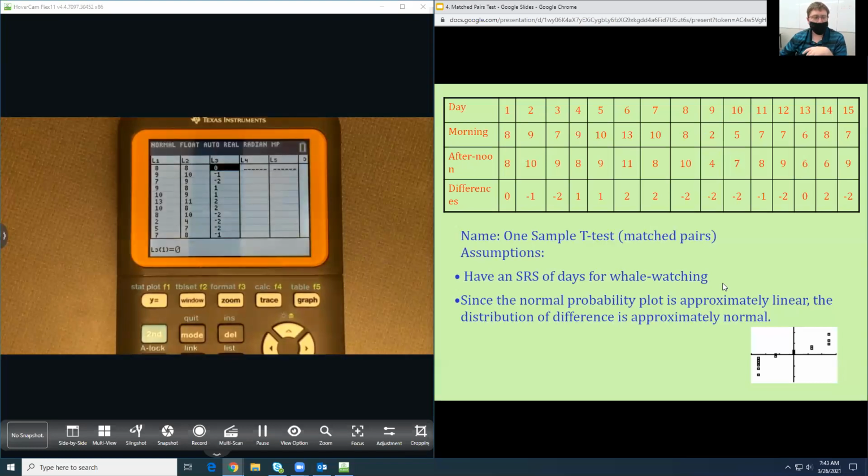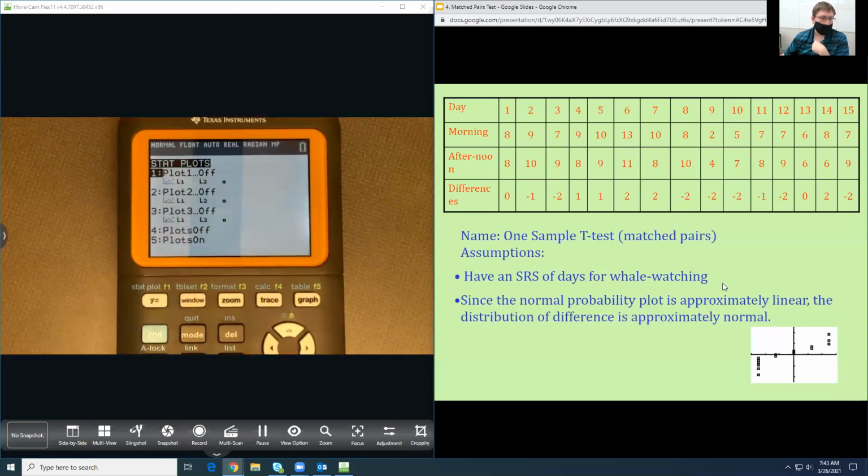So in your calculator, you're going to want to hit the second button and the y equals button to bring up our stat plots. You might remember this from a little bit earlier in the semester. Press number 1, we have to turn it on because it's usually off. And the graph that we want is the very last one, way over on the right side. This is our normal probability plot that will tell us if it's linear, things are normal, and if it's not, things aren't.